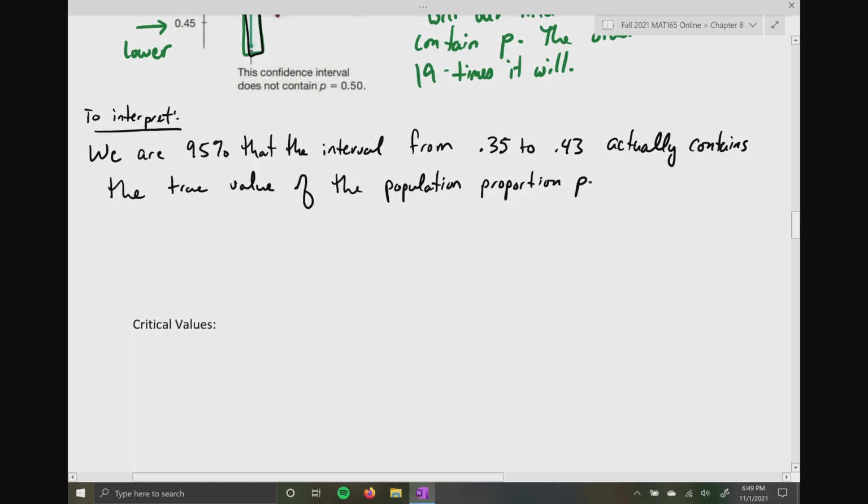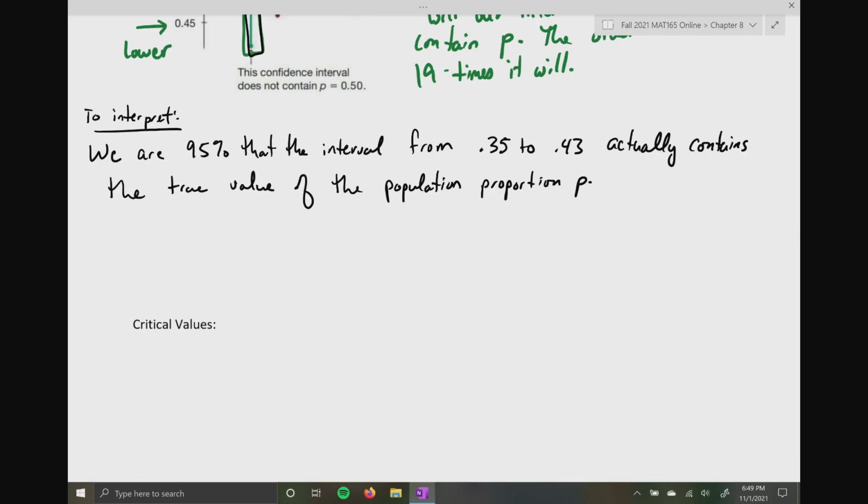P. Now, if you're doing mu, it's this. You set it up the same way. It's just you say the true value of the population mean, mu. You just change the last two words, or you change the last word and I guess the last symbol. But it's basically the same thing.